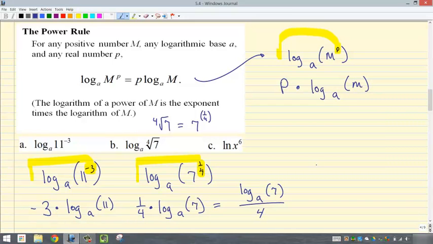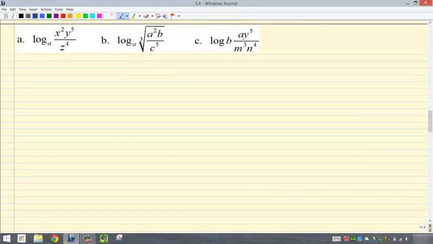And then finally the third one, natural log of x to the 6th power. Again, you're just going to take this 6, drop it down in front. So it's 6 times the natural log of x. Here are three example problems that we're going to take a crack at. So let's look at the first one.